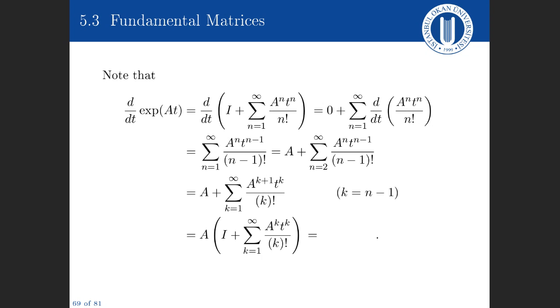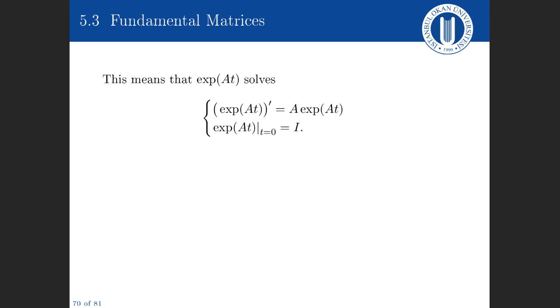But what is this in the brackets? This is just the exponential of At. So using this definition, the derivative of the exponential of At is just A times the exponential of At. Because of course it is. That's what we want it to be. That's why we use this definition. But that means that this function, the exponential of At, solves the equation where the derivative of the exponential of At is equal to A times the exponential of At, and the exponential of At at time t equals 0 is equal to the identity matrix.